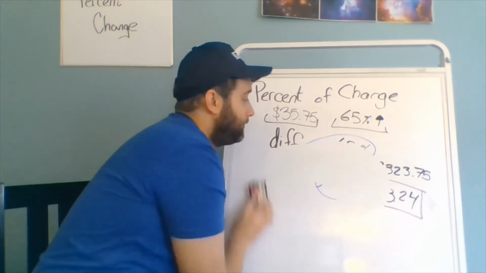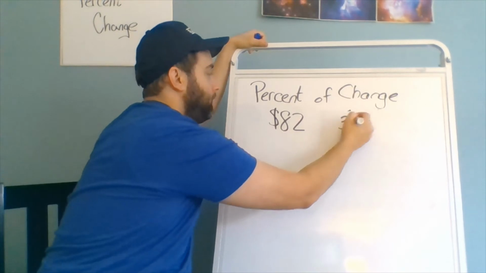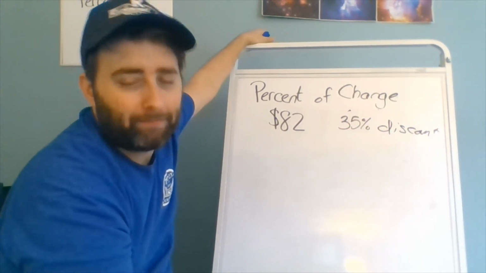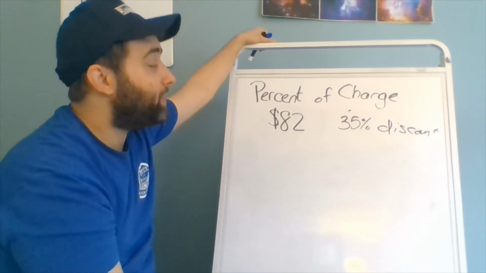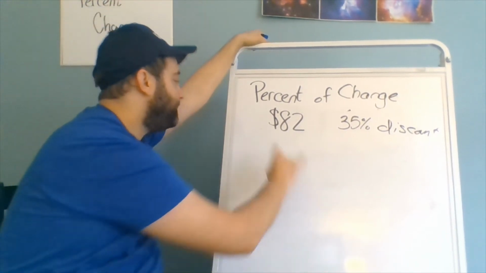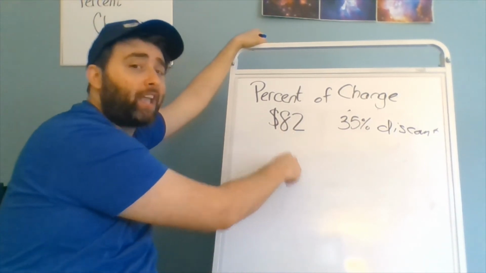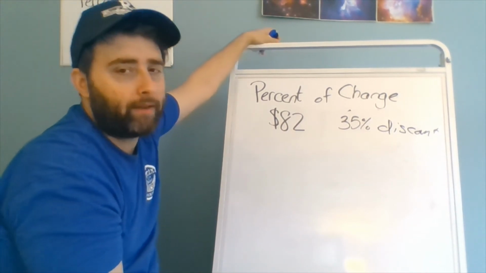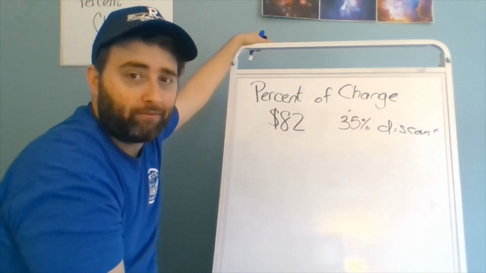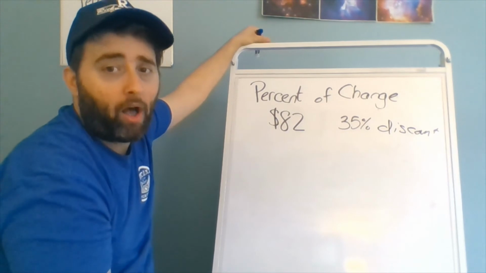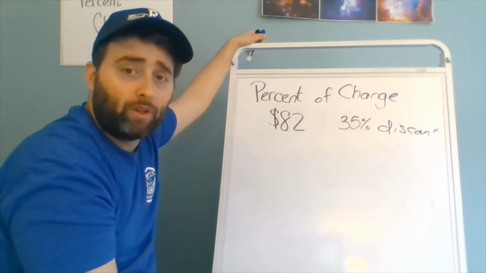Example number 2. Boom. Back for problem number 2. Now, you're smart. You know that they're doing this. So you know you're going to buy a nice jacket for $82. You know that they've already marked it up, like, what, 65%, 40%? So you're coming in with a 35% discount coupon. That helps you a lot.